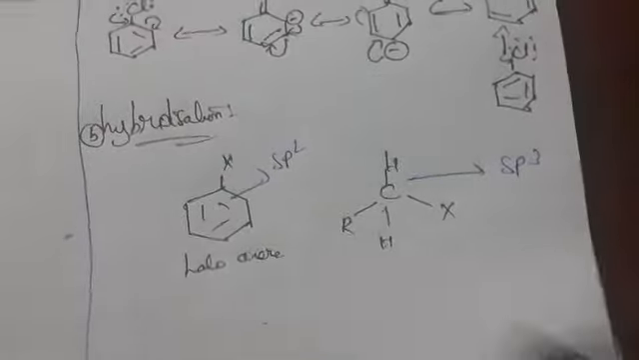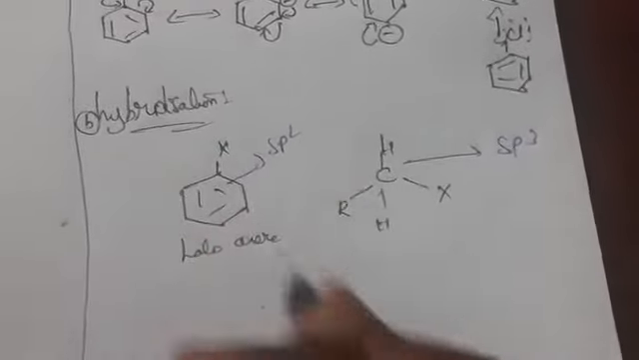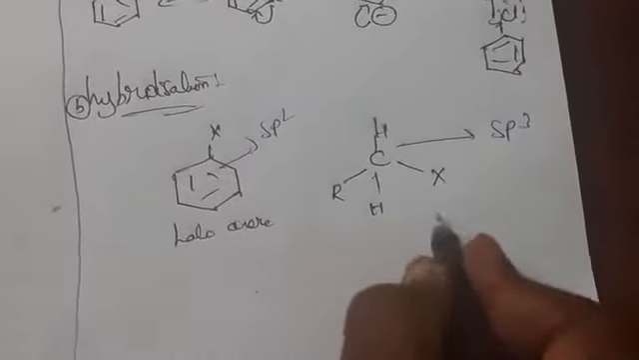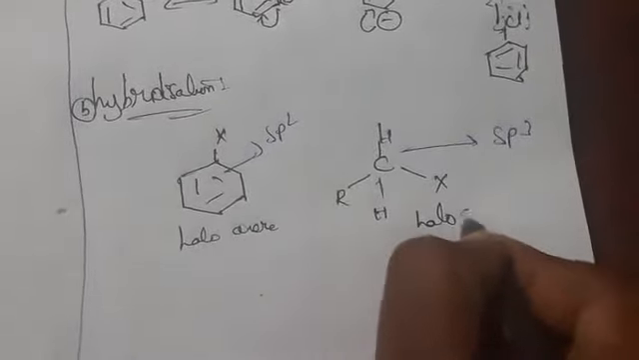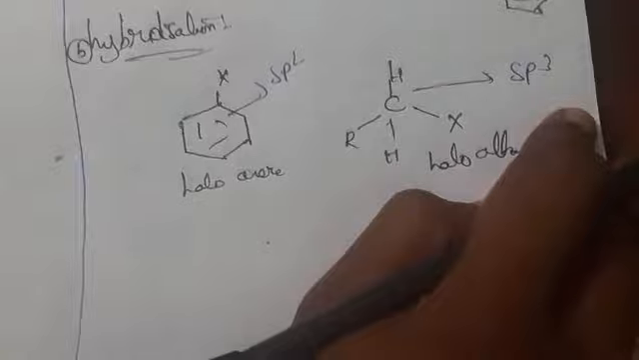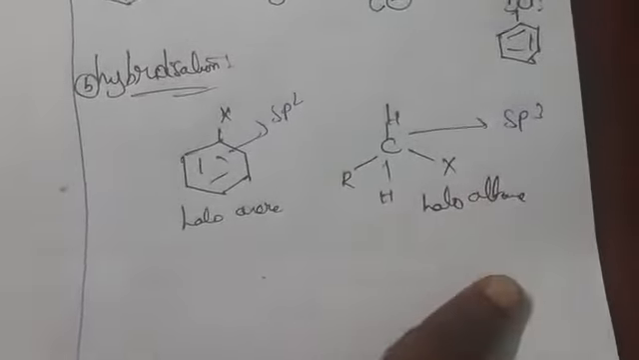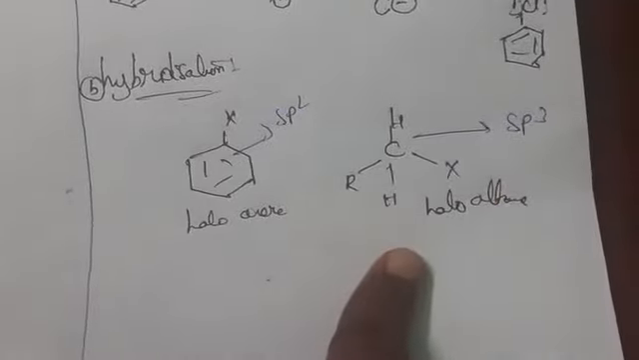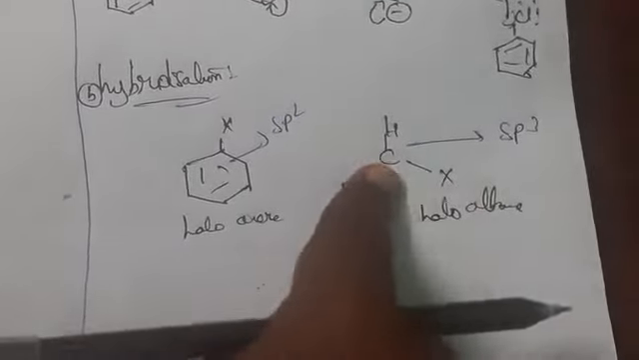Why? Because it has double bonds, that is why it shows sp2. Coming here, this is a haloalkane. Why does it show sp3? Because it is a single bonded atom. So in a haloalkane, the carbon atom attached to the halogen is sp3 hybridized. Yes or no? Whenever X is attached to a haloalkane, it is sp3.